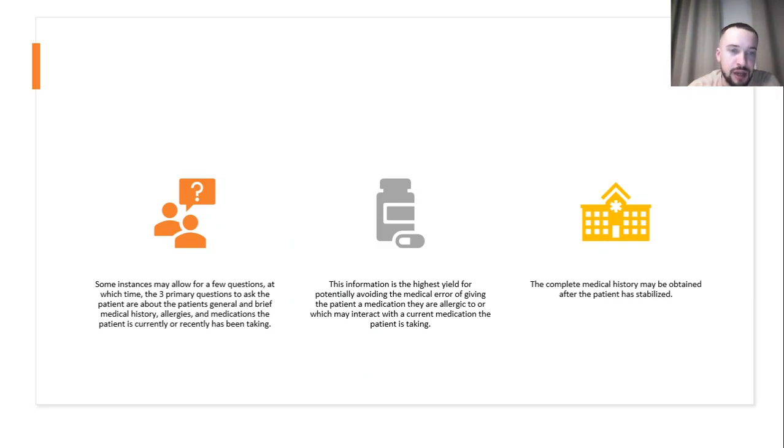Some instances may allow for a few questions, at which time the three primary questions to ask the patient are about the patient's general and brief medical history, allergies, and medications the patient is currently or recently has been taking. This information is the highest yield for potentially avoiding the medical error of giving the patient a medication they are allergic to or which may interact with the current medication the patient is taking. The complete medical history may be obtained after the patient has stabilized.